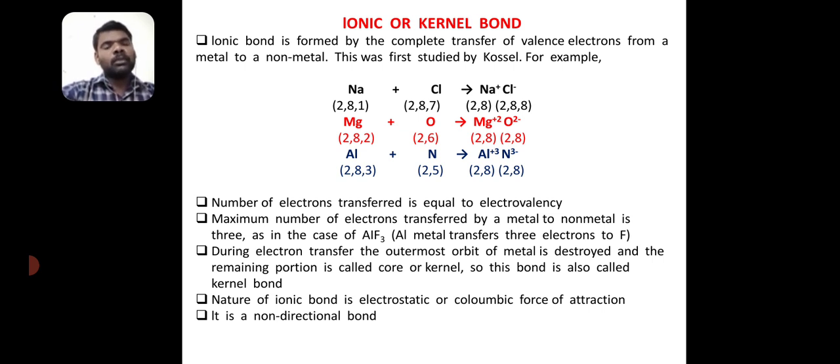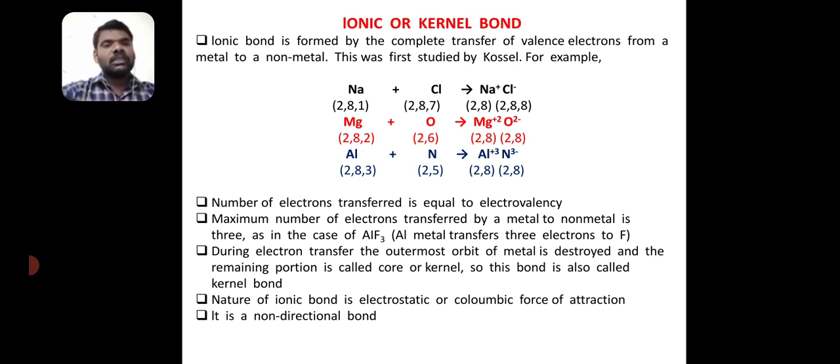The ionic bond is formed by the complete transfer of valence electrons from a metal to a non-metal. This was first studied by Kossel. An example for ionic compounds: the best example is sodium chloride. When sodium atoms combine with chlorine, they form sodium chloride salt.